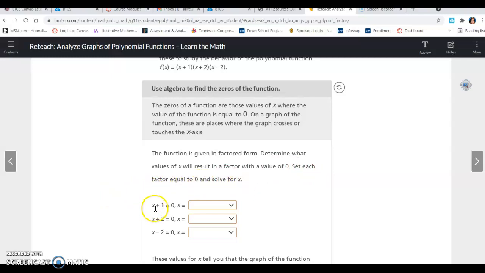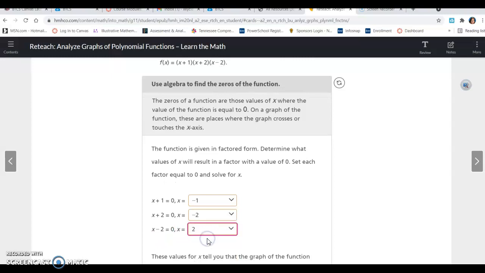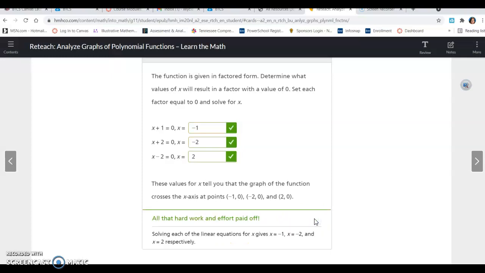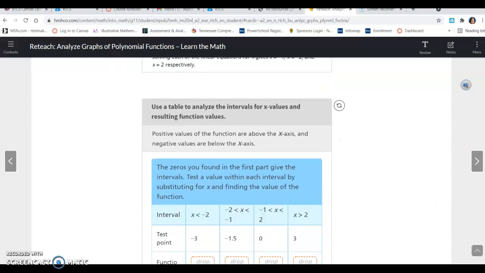All right, so x plus 1 equals 0. If I subtract 1 from both sides, x equals negative 1. x plus 2 equals 0. Subtract 2 from both sides, negative 2. Here I have x minus 2 equals 0, so I would add 2 to both sides to find x. So you can find your zeros, or the x-intercepts, from the factors of a polynomial.